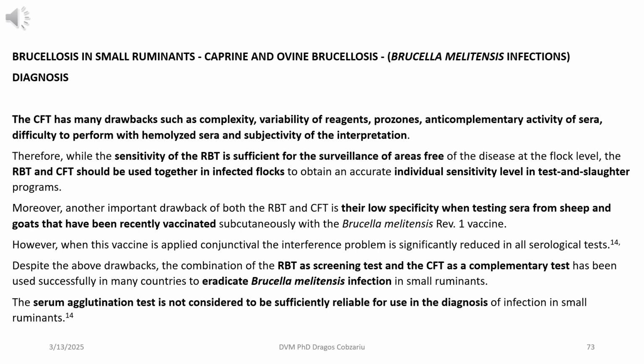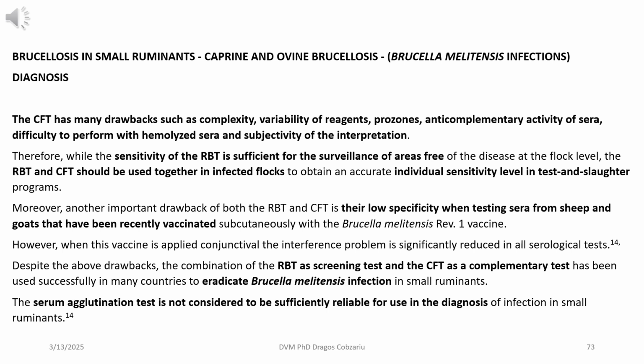Moreover, another important drawback of both the RBT and CFT is their low specificity when testing sera from sheep and goats that have been recently vaccinated subcutaneously with the Brucella melitensis Rev. 1 vaccine. However, when this vaccine is applied conjunctivally, the interference problem is significantly reduced in all serological tests. Despite the above drawbacks, the combination of the RBT as screening test and the CFT as a complementary test has been used successfully in many countries to eradicate Brucella melitensis infection in small ruminants.